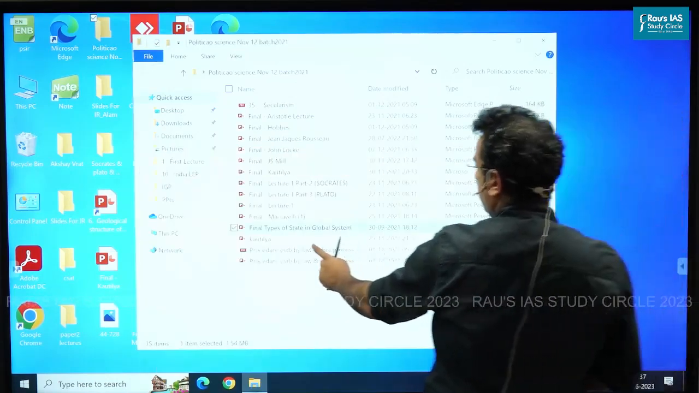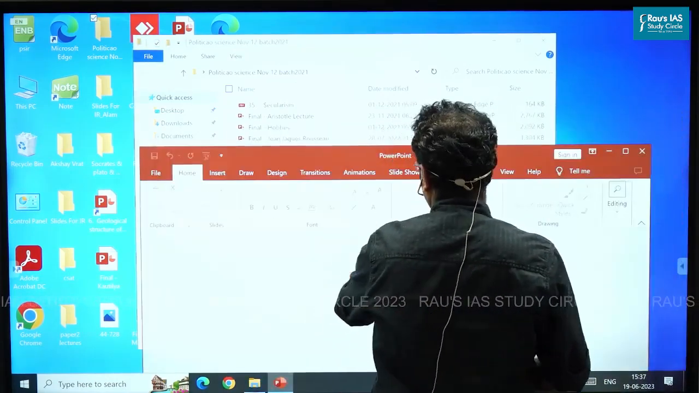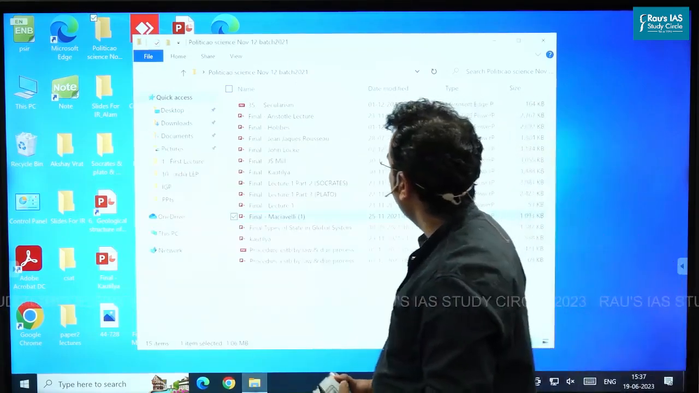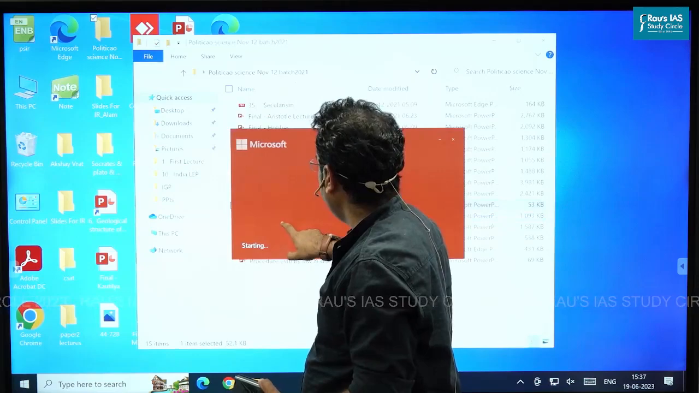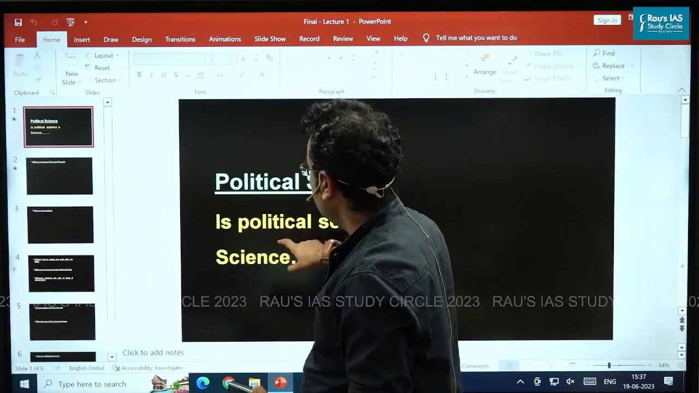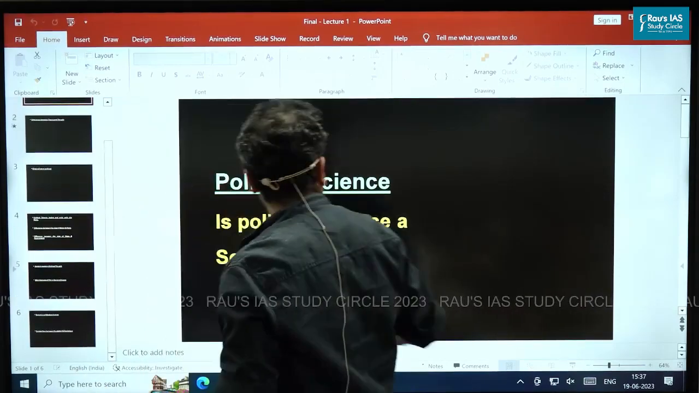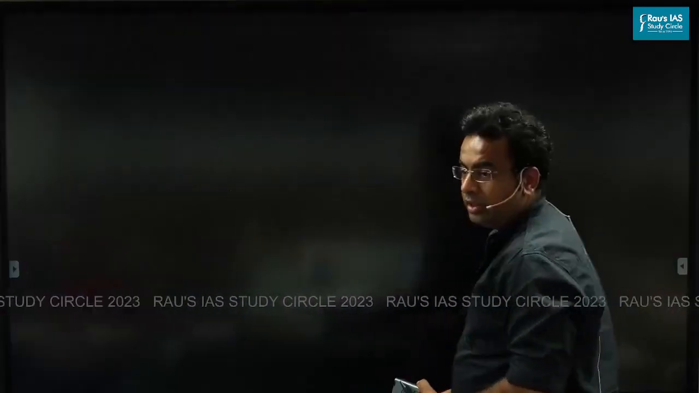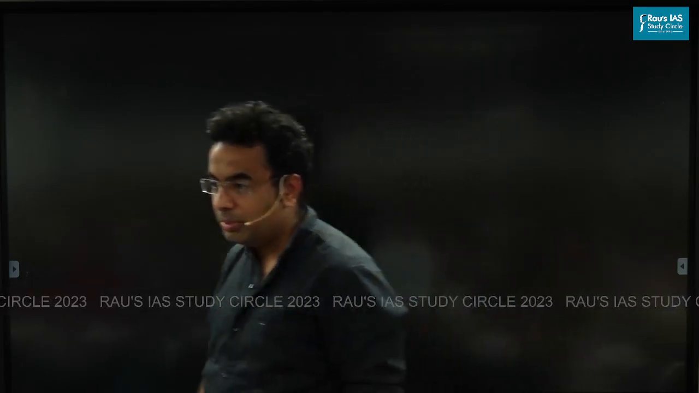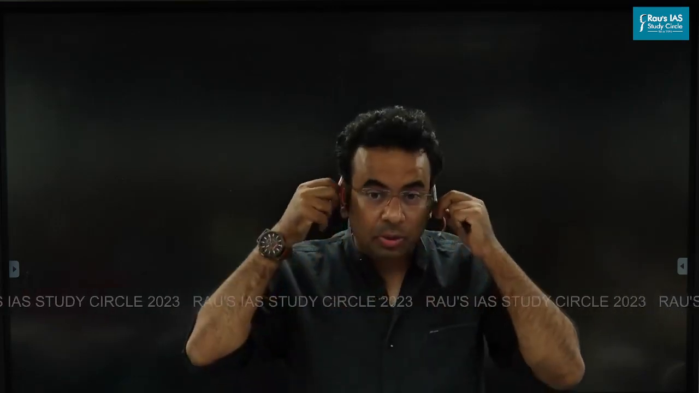India is a state or India has yet to become a state? India is a state. Is India a nation state? Or India has yet to become a nation state? But India is a state. When did India become the state? 47. And when will India become a nation state? Can you answer this? Do you think it will be possible for us to become a nation state? No. What is the biggest hindrance in front of India to become a nation state?